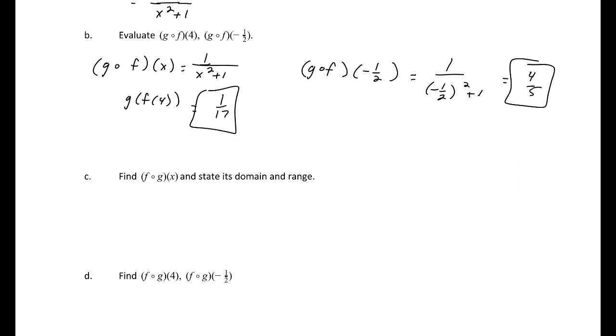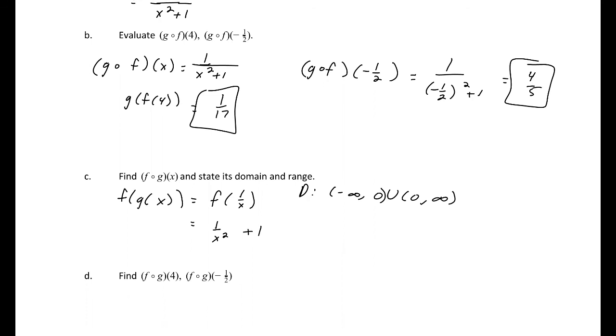Find f of g of x. We're going in the opposite direction. So this is f of g of x. G of x is 1 over x. And since f is x squared plus 1, this is 1 over x squared plus 1. We squared 1 over x. The domain of this function is all real numbers except for 0. We can't plug in 0 there. We would divide by 0.